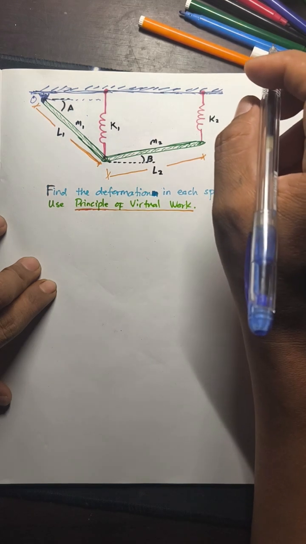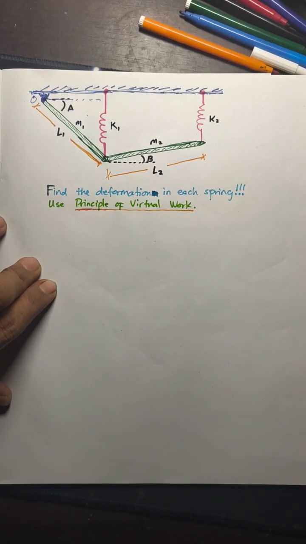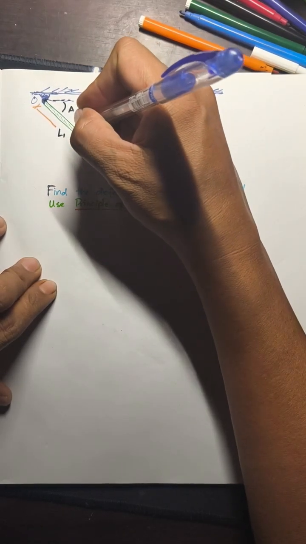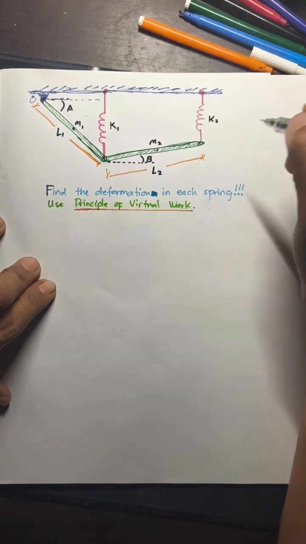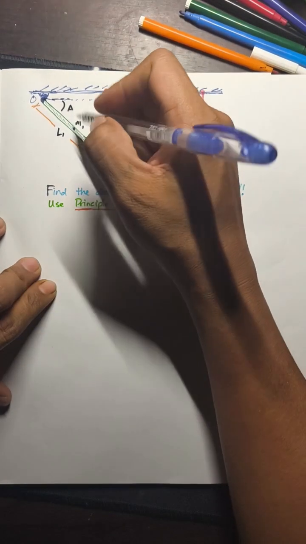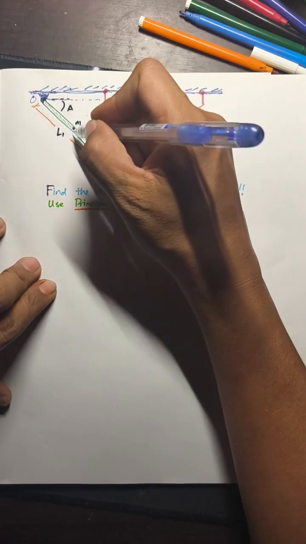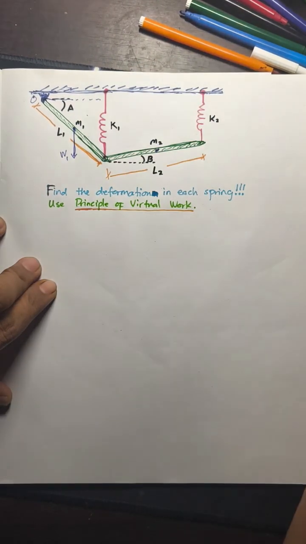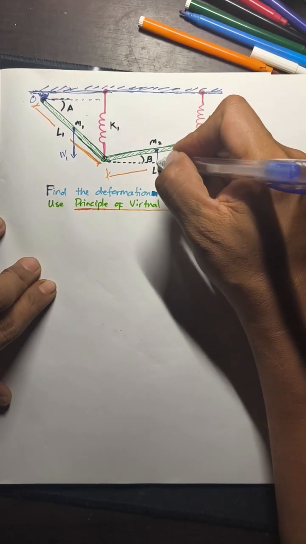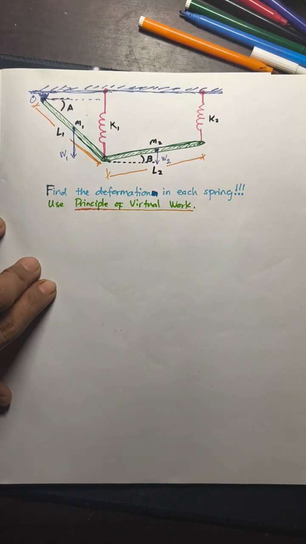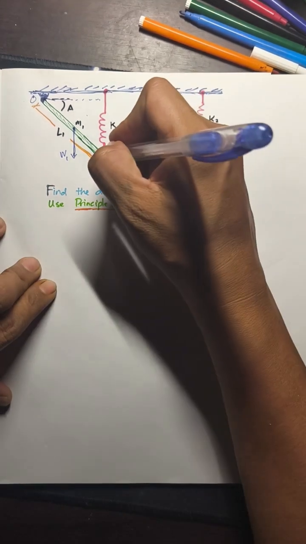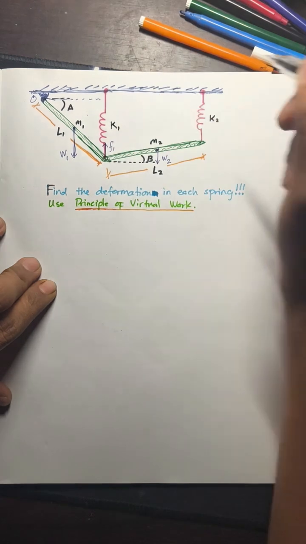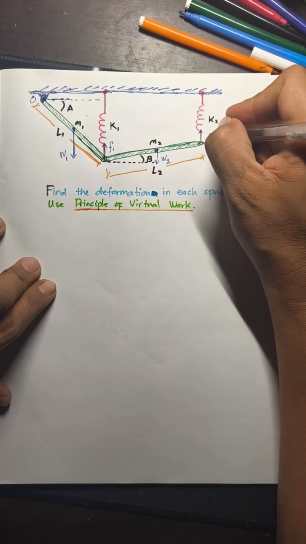Now, for the rods, the mass of the rods will act on the center of mass, which, assuming uniform density, will be right at the midpoint of each rod. So what are the forces here? The first force is the weight of the first rod, and this one here is the weight of the second rod. And of course, going upwards is the force on the spring. Let's call this F1, and this is F2.